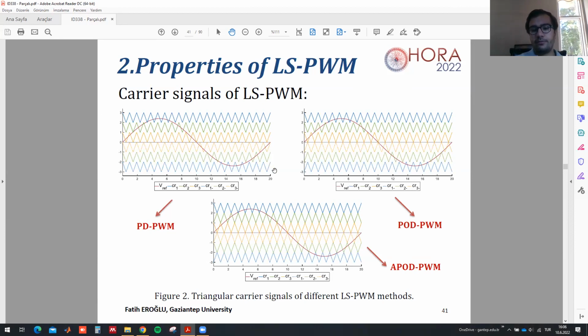In POD PWM, phase opposition disposition PWM, carriers of each cell are again displaced vertically, but opposite each other. In APOD PWM, alternative phase opposition disposition PWM, carriers of consecutive cells are opposite each other, and they are, as you can see, vertically displaced as well. APOD PWM also shows similar structures to PS PWM, phase shifted PWM. But there are 3 main types, basically.